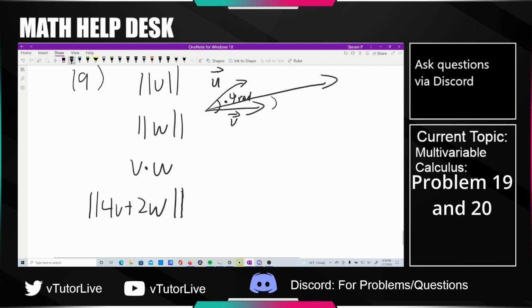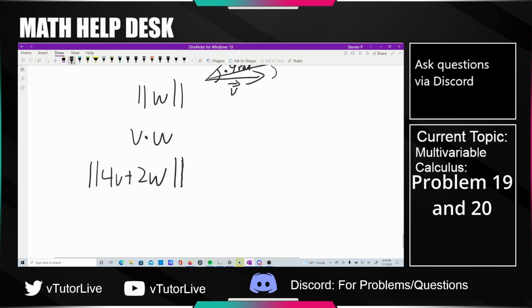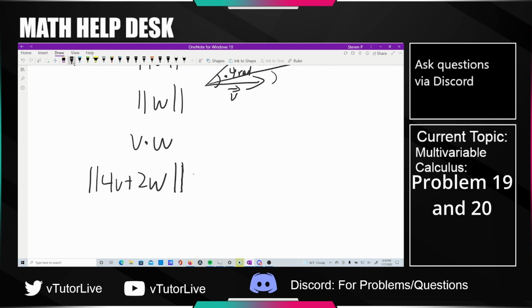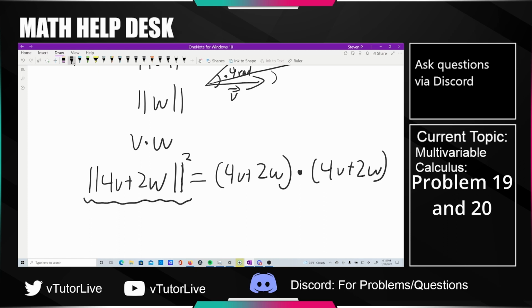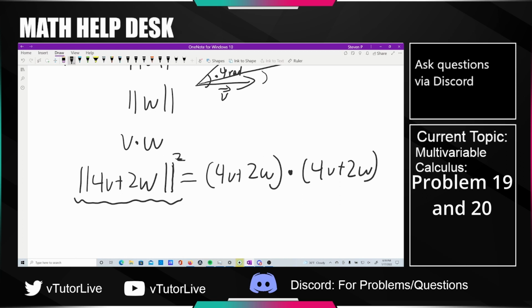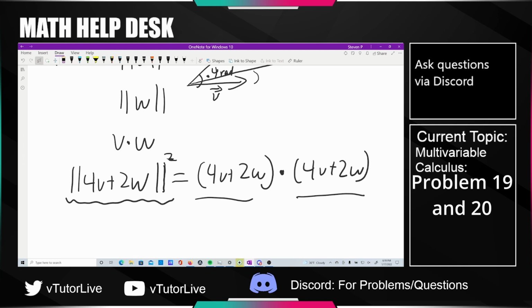There is kind of a trick here. Remember that the magnitude squared is equal to 4V plus 2W dotted with 4V plus 2W. If we can find the square of this thing, we can find the actual thing itself, because the square is going to be a straight-up number, so we just square root it. The dot product lets us express this as the dot of these two vectors. We still don't know what V and W are individually, but let's FOIL it out and see what we get.